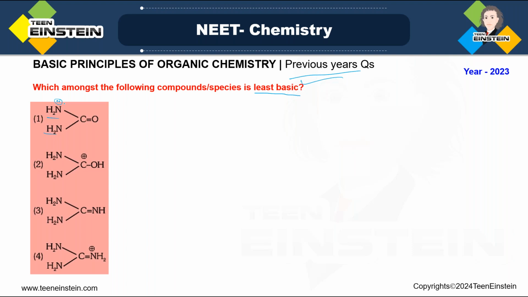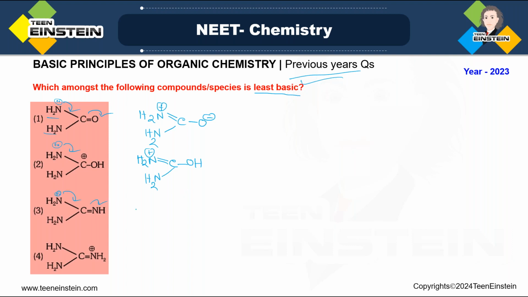Now in the first case here, this type of resonance is possible, and when resonance is occurring, nitrogen will be positively charged and negative charge will be generated over oxygen. What about the second molecule? Here also this lone pair will try to stabilize the positive charge which is present over carbon. Okay, now carbon is becoming neutral, but NH2 is positive.